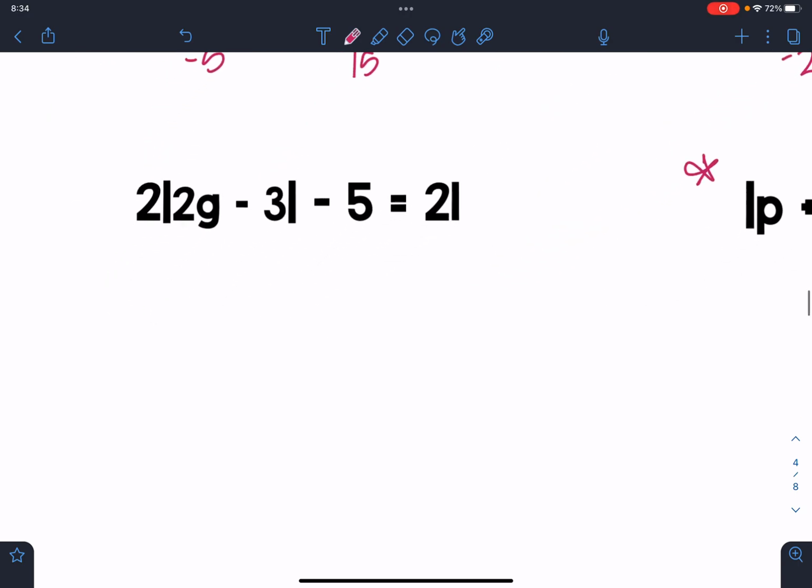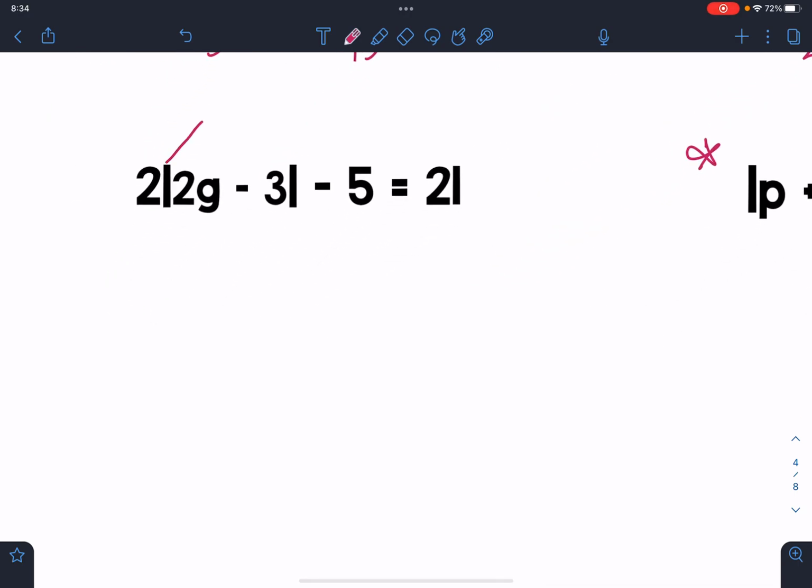This one, we have two things outside of our house, outside of the bars. I have a 2 and I have a 5. We want to follow the same process as what we just did. Move the thing that's being added or subtracted first. This 2 is being multiplied. It's squished next to the bars. This 5 is being subtracted. There's a minus sign in front of it. So we want to move the 5 first. We want to add 5 to both sides.